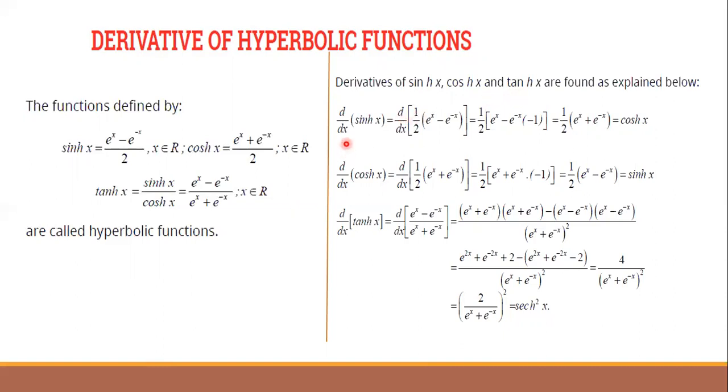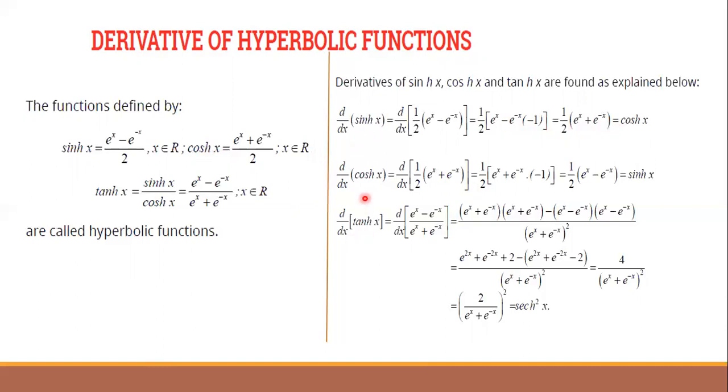First is derivative of sine hyperbolic x, means d by dx of sine hyperbolic x, whose value is e raised to power x minus e raised to power minus x over 2. Taking 1 by 2 outside, the derivative of e raised to power x is e raised to power x, minus the derivative of e raised to power minus x, which is e raised to power minus x into minus 1. And this minus, when multiplied by this minus, we will get 1 over 2 into e raised to power x plus e raised to power minus x, and this is the value of cos hyperbolic x. So derivative of sine hyperbolic x is cos hyperbolic x.